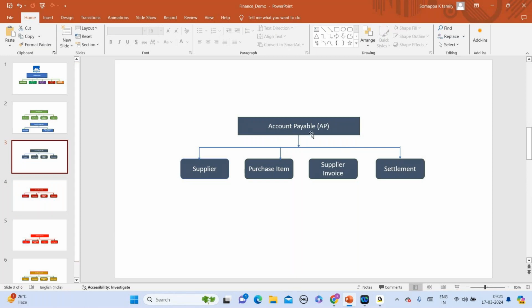In the account payable, the company will be sending a requisition, creating a purchase order, and buying the item for the company's purpose, and in turn paying money to the supplier. But in case of the account receivable, the company will be creating an item, that is a sales item, and selling it to the customer and getting the money into your account.